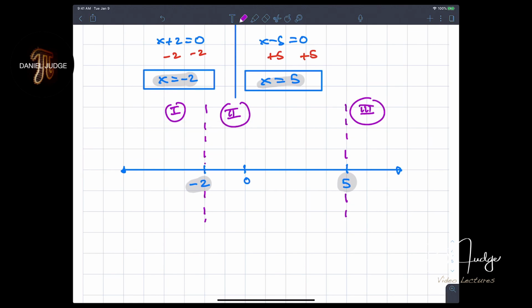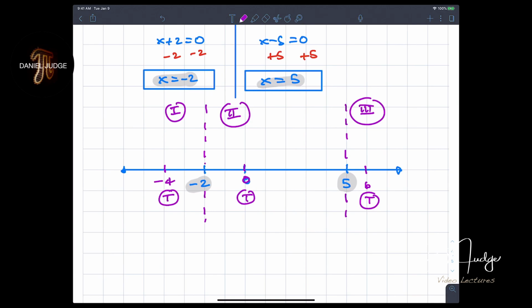Now remember, a test point is a number clearly in a region. So I'm going to use negative 4 as a test point for region 1. We're going to find the sign. 0 is available again. I love 0. I'm going to use that number. 0 is my test point. And any number to the right of 5, we could use 6, we could use 7. It doesn't matter. You just can't use 5 and negative 2 as a test point. They're the boundary. So you can never use the boundary. You have to use a value clearly in the region.